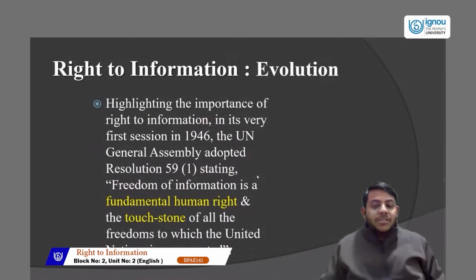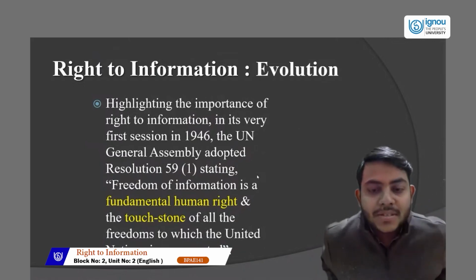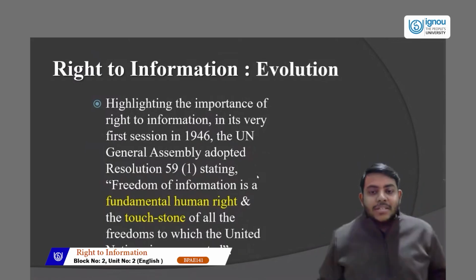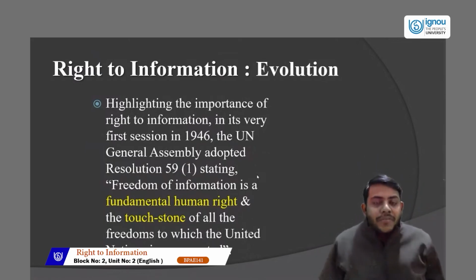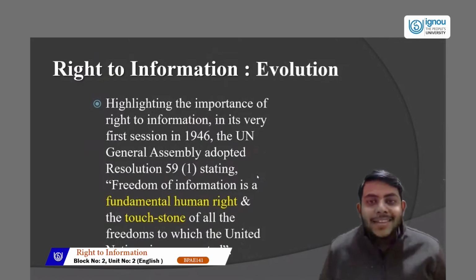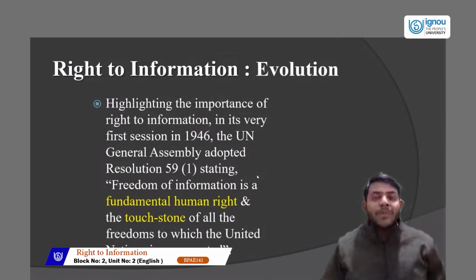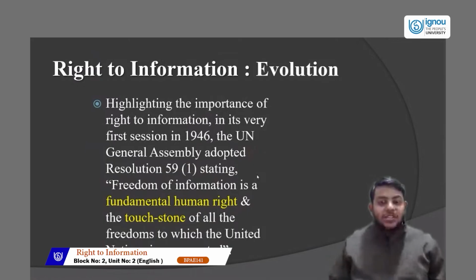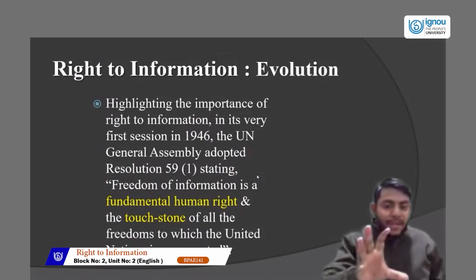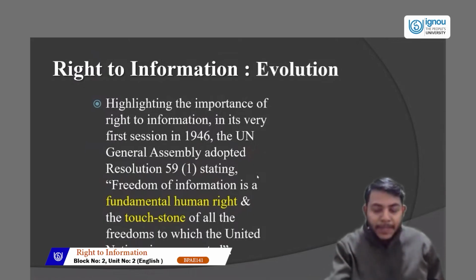So highlighting the importance of right to information, in its very first session in 1946, the United Nations General Assembly adopted the Resolution 59 Clause 1. And in this resolution, the United Nations General Assembly stated that freedom of information is a fundamental human right, and it is also the touchstone of all the freedoms to which the United Nations is consecrated. So the right to information is recognized by the United Nations also. So from this we can gauge the importance of this right.